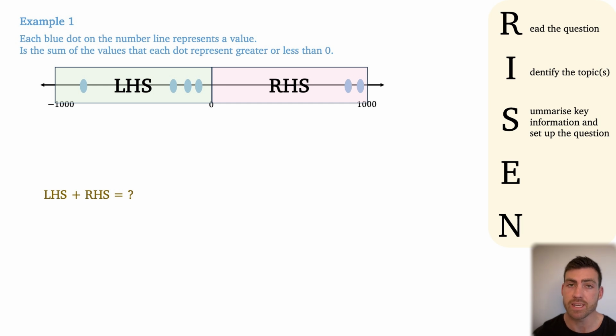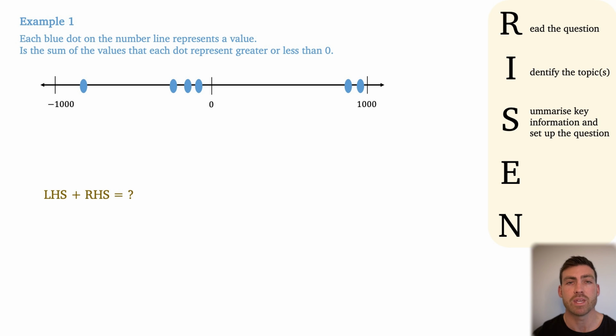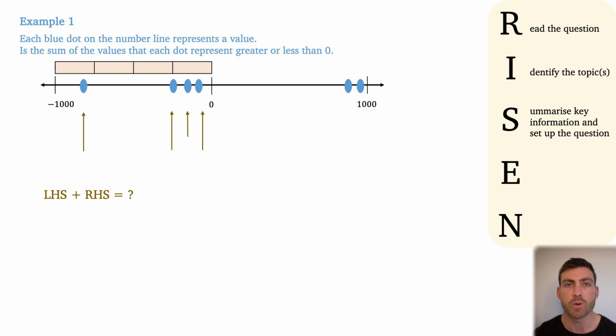We can't complete calculations without the use of numbers. However, we can approximate the value of each dot from our knowledge of fractions. Starting with the left-hand side dots. The scale is from 0 to -1000. If we break the left-hand side into quarters, we can then estimate. Starting with this dot, it's a little past 3/4. So a number between -750 and -1000.